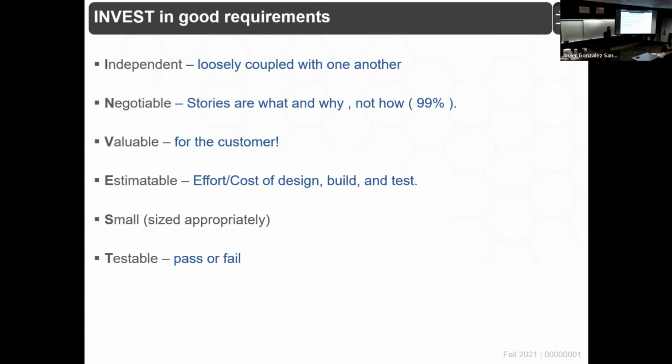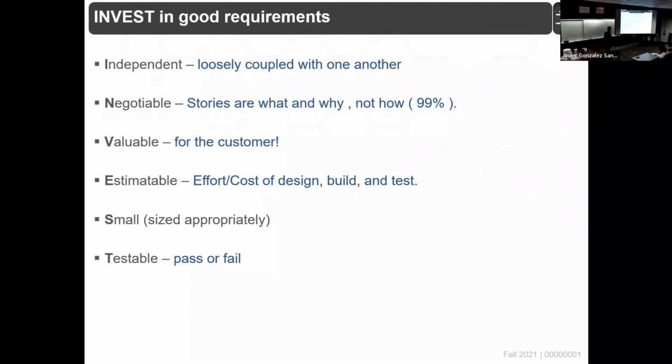Can I put fast there? No, because fast can be ambiguous. But 5 seconds or less is very clear. And what am I going to do to test it? Run the program and check: 1, 2, 3. Okay, 5 seconds or less. Make sense? Guys, very easy.